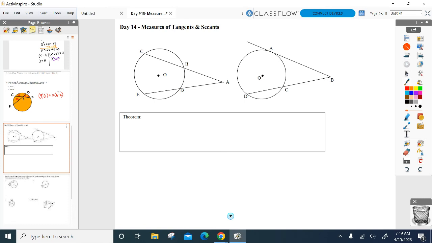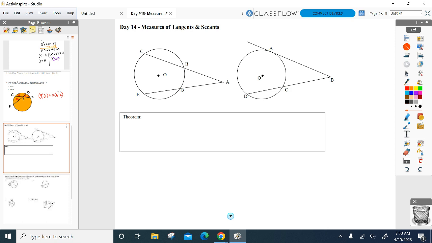Yesterday we talked about chords, right? If two chords intersect, one part times the other equals one part times the other. Now I want to talk today about how to find the length of a tangent and a secant. It is not the parts multiplied together anymore. No proof for this. We're going to just get right to it. I'm going to tell you the theorem, whether it be secants or tangents.